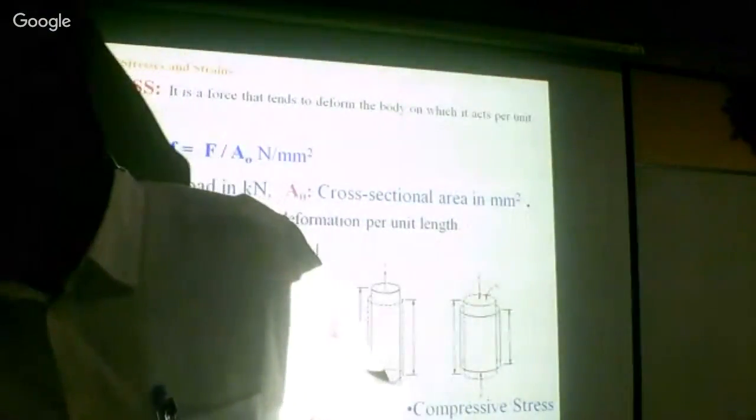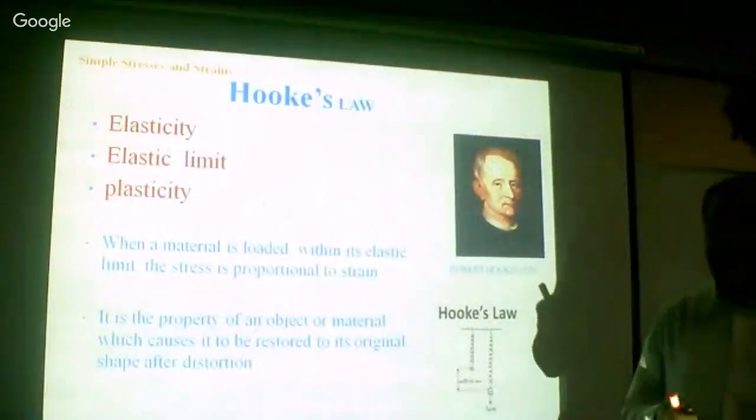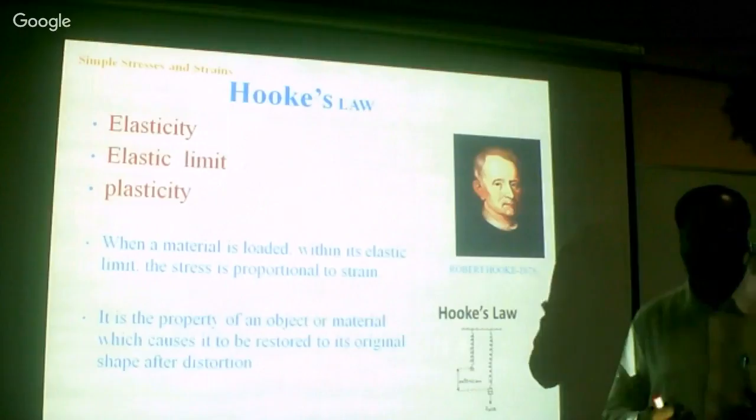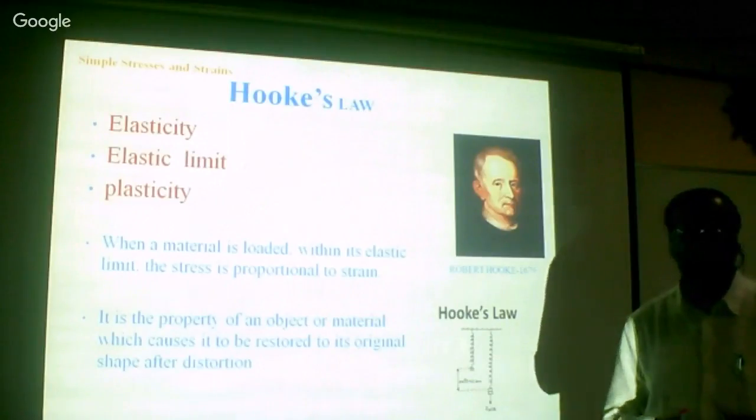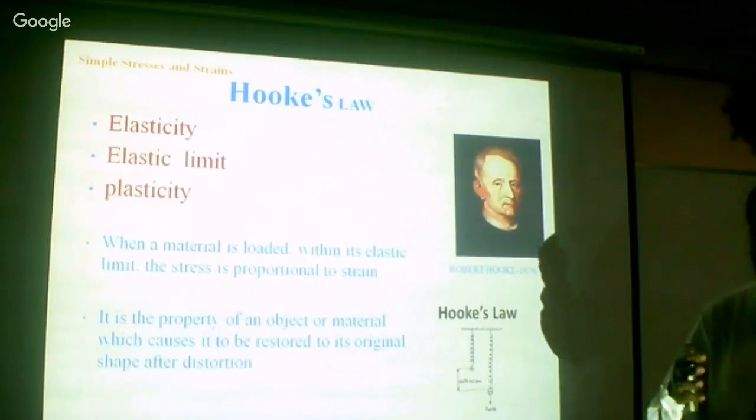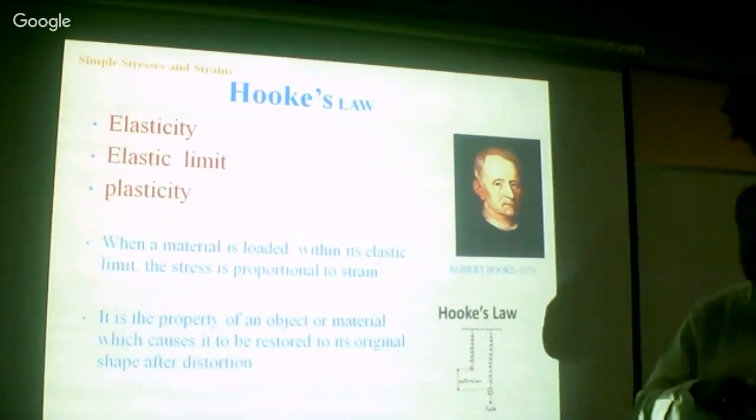Then we have discussed about Hooke's law, elasticity, elastic limit, and plasticity. Elasticity is the property of the material by virtue of which the body regains its original position after removal of the external force. This will be up to a certain limit. This property is called the elastic property of the material. After that limit, the body will not return back. It gets into the plastic state.